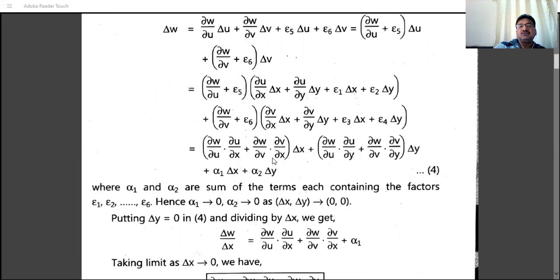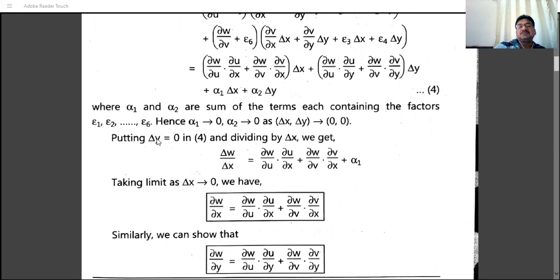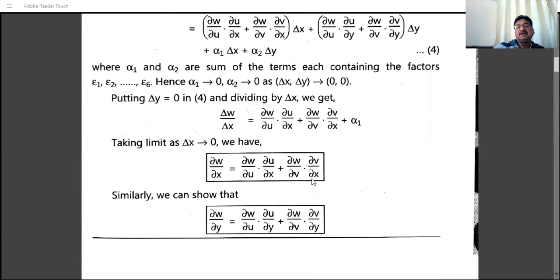So if we substitute delta y as 0, this term is 0, and if we divide by delta x, then delta w by delta x is equal to this bracket, this bracket, with delta x by delta x being 1, plus alpha 1. Then taking the limit as delta x tends to 0 on both sides, delta w by delta x becomes dabba w by dabba x, and the limit of this factor is itself, and the limit of alpha 1 as delta x tends to 0 is 0, because alpha 1 and alpha 2 tend to 0 as delta x and delta y tend to 0. Actually delta y is 0 and delta x also tends to 0, so the limit of alpha 1 is 0. So we have dabba w by dabba x equals dabba w by dabba u times dabba u by dabba x, plus dabba w by dabba v times dabba v by dabba x.